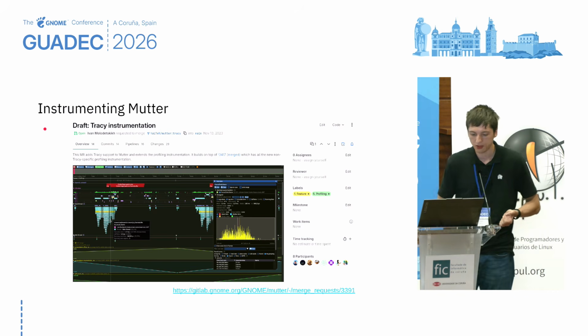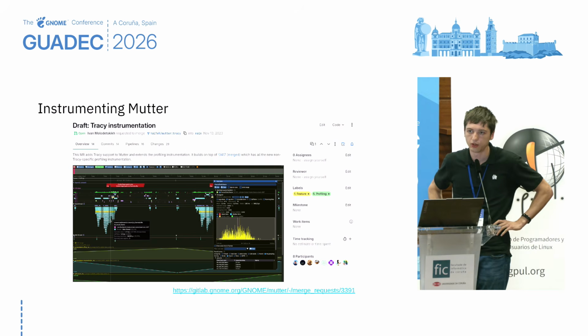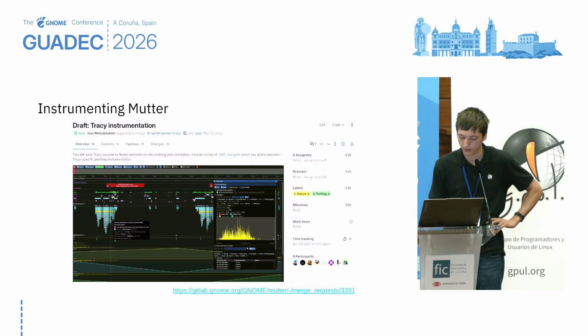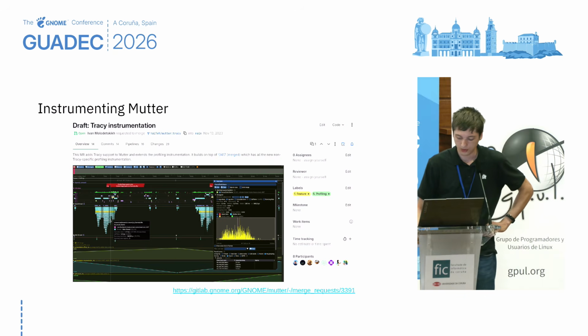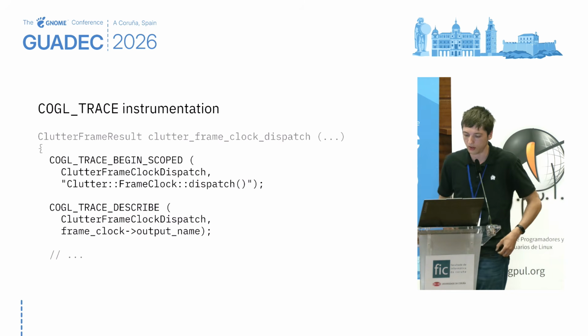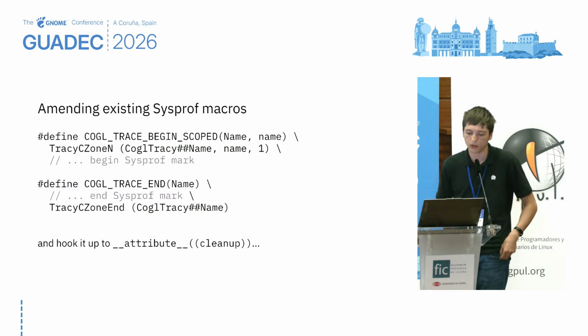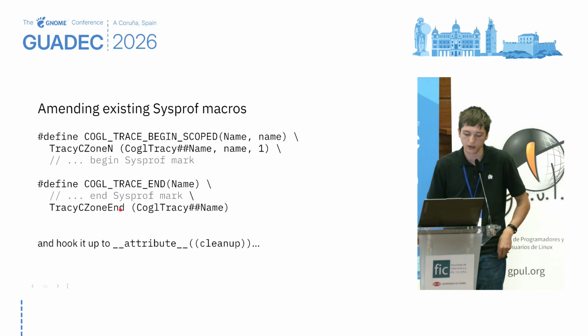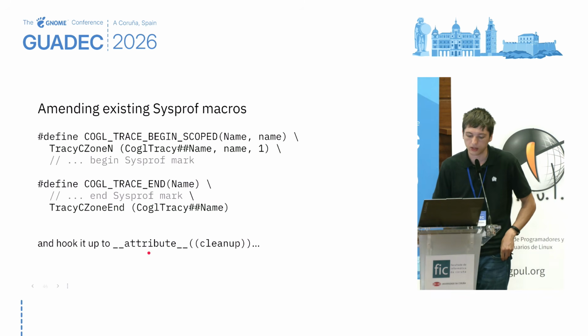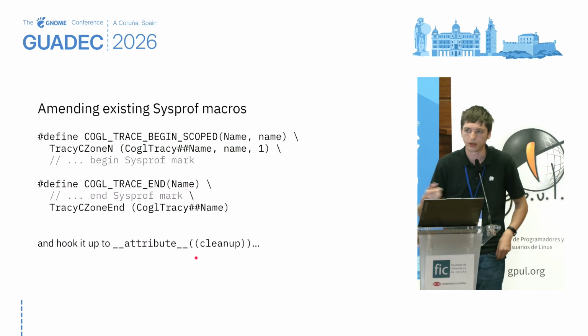Now, as part of my profiling work, I instrumented Mutter, which is the compositor. I have this merge request open if you want to take a look. Let's see what kind of considerations there are when instrumenting Mutter. Mutter actually has existing Cogl trace instrumentation, which emits sysprof marks. But as I said before, sysprof marks and Tracy zones are basically the same thing. So I just took these existing macros and made them also emit Tracy zones with Tracy C zone end, passing in the name and ending. And the Mutter macros actually use this GCC extension, attribute cleanup, which is kind of like a destructor, so you don't have to close the zones manually.